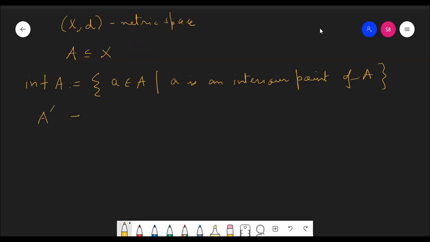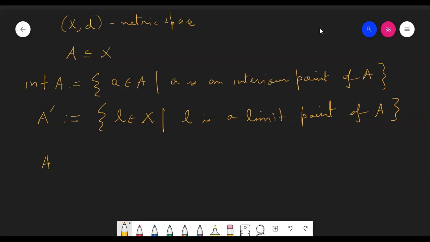And then we have this A dash. Let me use a different notation, L. Okay, these are the notations we'll use. And again, another notation. This is the closure of A. This is called the closure, and this is defined as A union A dash. Okay. These are the notations we will use. And now we are ready to define open sets and closed sets.